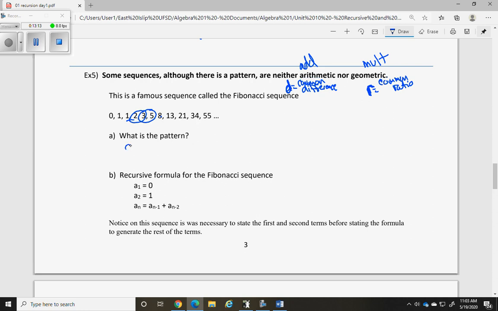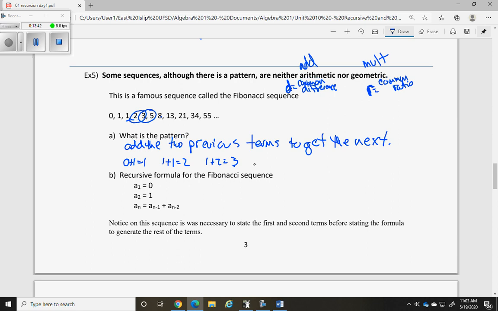So let's write that down. Add the two previous terms to get the next one. And if you're not sure what that means, like the 0 plus 1 gave me a 1, and then the 1 plus 1 gave me the 2, and then the 1 plus 2 gave me the 3, and so on. So to write this formula recursively, they had to give me two things so that I could say add those two things. I needed to know those two things first.